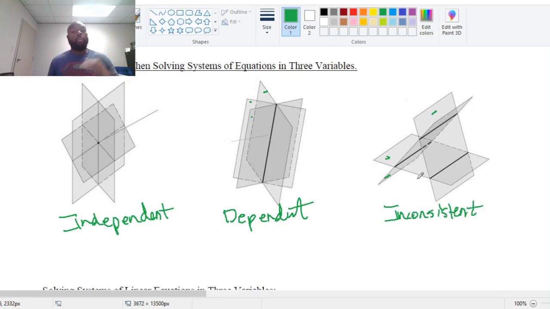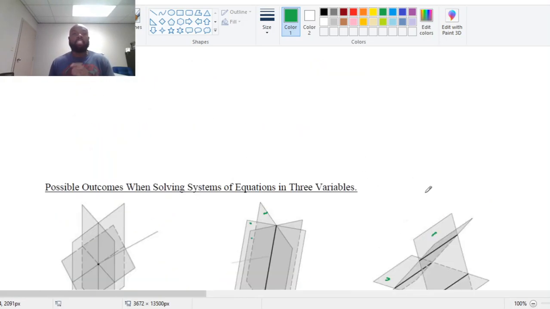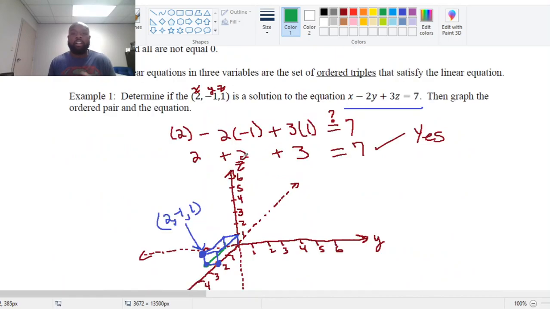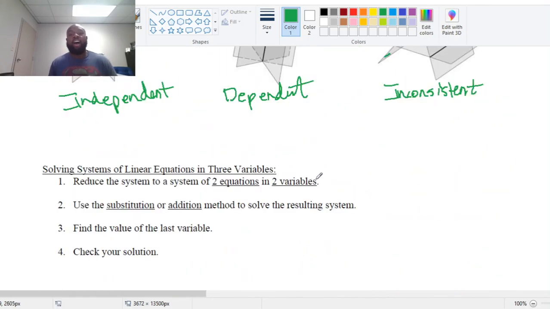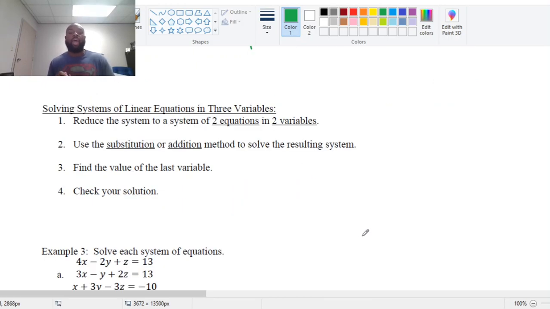We're not going to graph these planes. I do want you to have an introduction of how you can solve a system of linear equations in three variables by hand. The way we do this is to reduce our system of equations in three variables to a system of two equations in two variables. Then we'll fall back on what we learned from the graphical, the addition, or the substitution method when we had a system of linear equations in two variables.